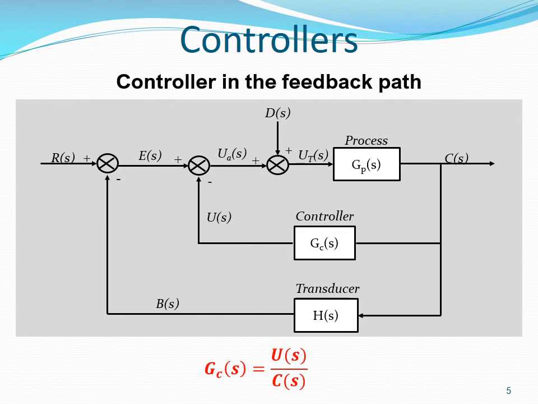In this diagram, we are shown a controller in the feedback path. The controller acts on the output C(s) to generate a control action U(s). The control action is compared to the error signal to generate an actuator signal UA(s). The actuator signal is applied into the process so as to change the output C(s) in such a way as to make it match R(s). The TF of the controller is given by U(s) over C(s).